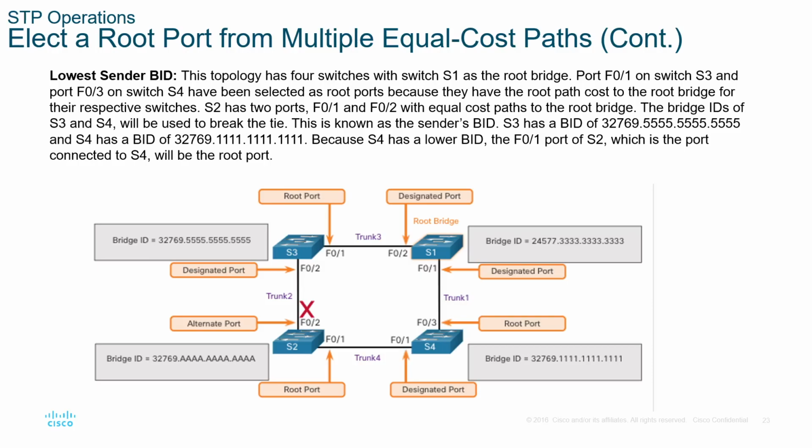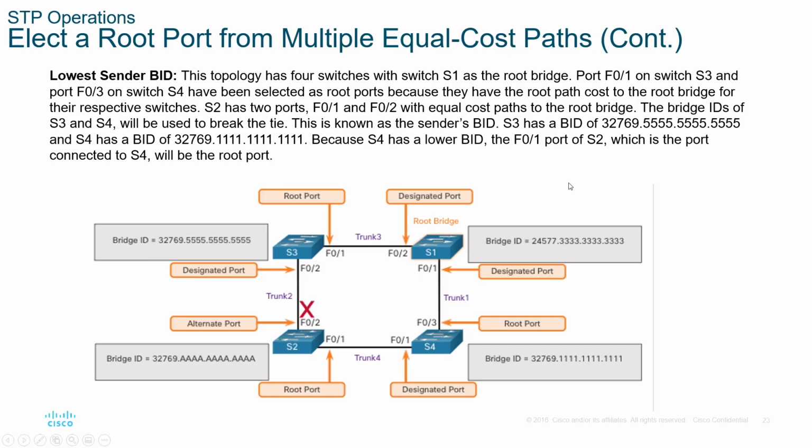Now S2 has 2 ports, Fast Ethernet 0/1 and Fast Ethernet 0/2. They both have equal cost paths to the root bridge. The bridge IDs of S3 and S4 will be used to break the tie. This is known as the sender's bridge ID. S3 has a bridge ID of 32769 all fives, and S4 has a bridge ID of 32769 all ones. Because S4 has a lower bridge ID, the Fast Ethernet 0/1 port of switch 2, which is the port connected to switch 4, will be the root port.